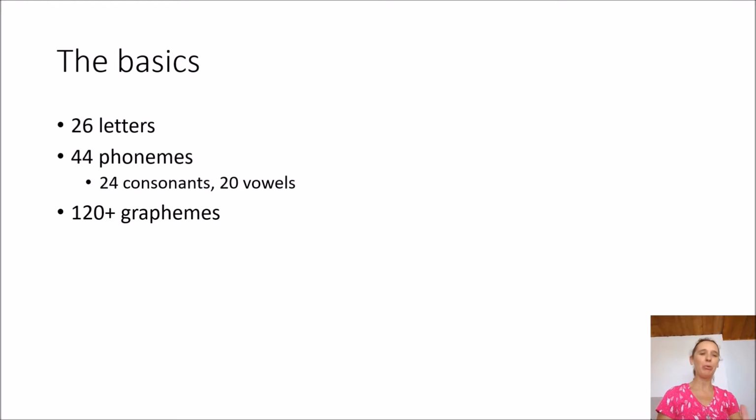We are pretty sure we're all good. There's 26 letters in the alphabet. Now those 26 letters go together to make 44 phonemes. 24 of those are consonants and 20 are vowels. And then we can have 120 plus different ways of writing those down. They're called graphemes.